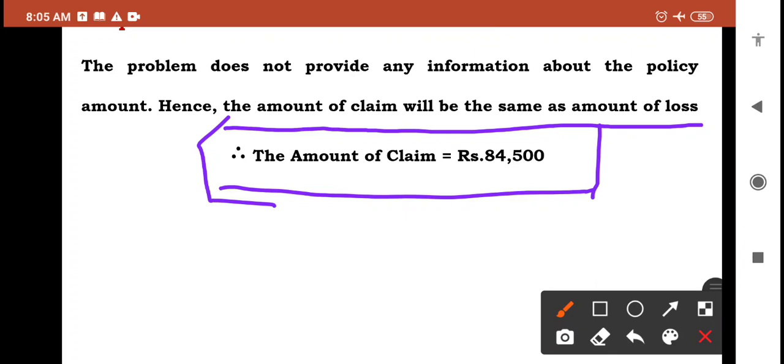In this question we have calculated the average rate of gross profit based on the gross profit ratio of past few years, and then we prepared the memorandum of trading account. In that we found stock on date of fire. Then we calculated actual loss of stock in step number 4, and since the policy amount is not given in the question, we consider actual loss of stock as the claim amount, that is 84,500.